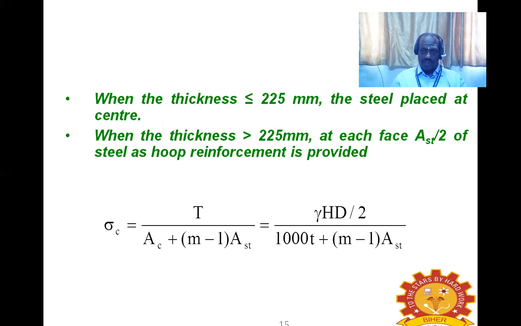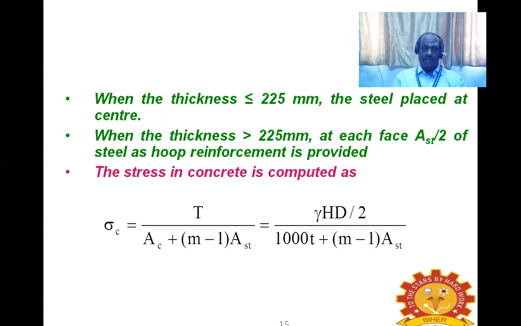Along the thickness we need to go with two layers, one near the surface and one away from the surface. So whatever area of steel required as hoop reinforcement, that can be divided into two, one at the near face and the other layer away from the water surface. The stress in concrete, as we know, is calculated by using this formula. That is what we were doing now.